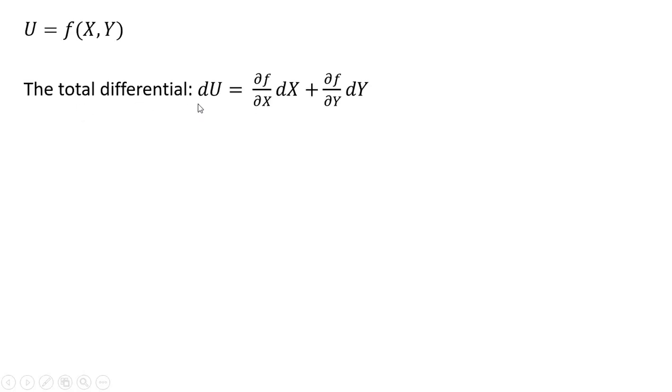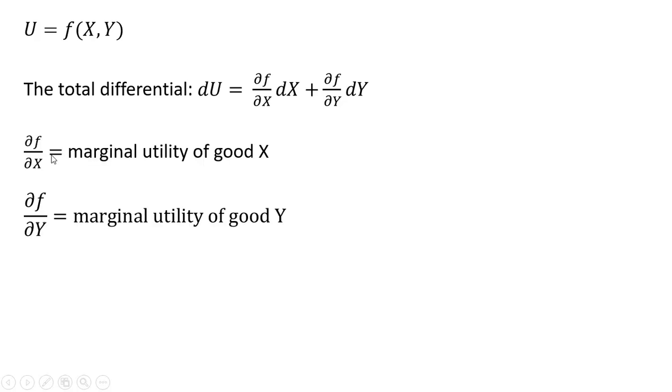The total differential showing the change in utility, du, equals the partial derivative of the utility function with respect to x times the change in x, plus the partial derivative of the utility function with respect to y times the change in y. So here again we're just decomposing the change in utility.